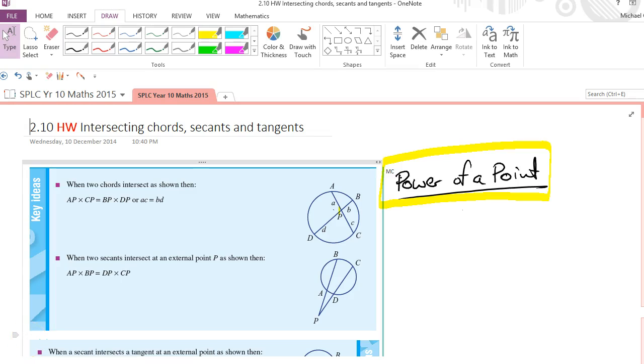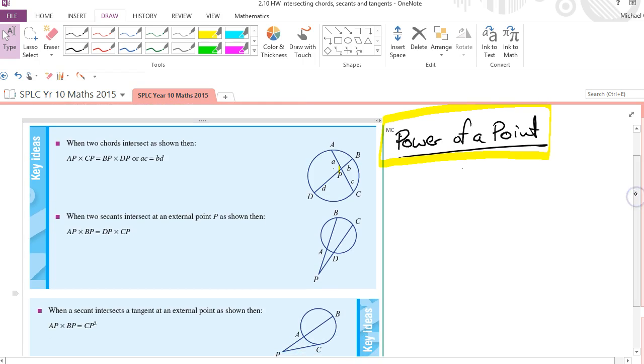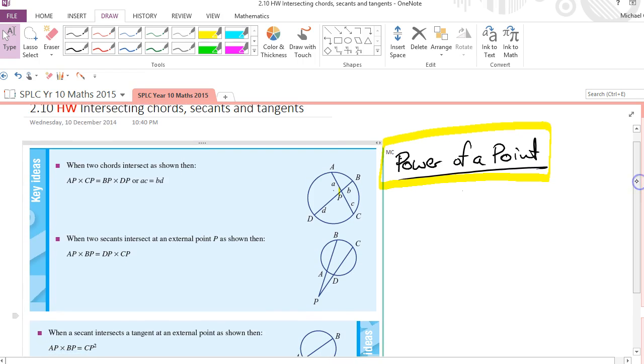Alright, last section for Chapter 2, 2.10, intersecting chords, secants and tangents. Now I'm going to do something a little bit controversial here. Rather than two separate theorems, we're going to call these the power of a point and show that the one theorem can satisfy both equations here. The first one, where the point is inside the circle, like we have there, and the second one, where a point is external to the circle.